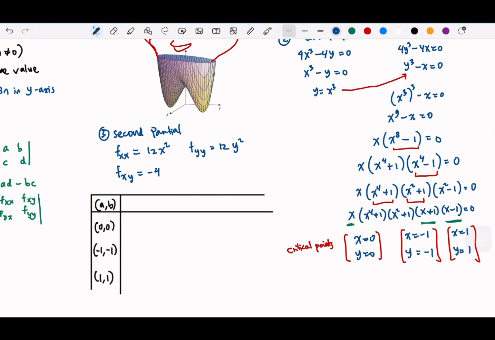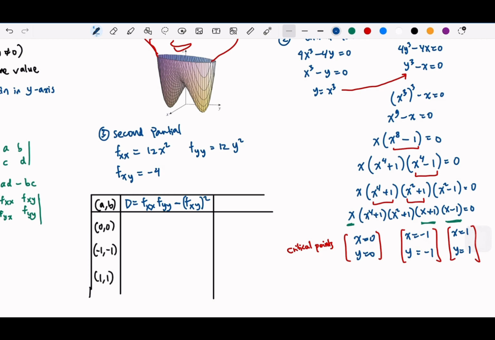And write down the D. The D is partial xx, partial yy, minus partial xy squared. So for each one of them, we need to put the points into the equations and then just compute, and check whether it's positive or negative.